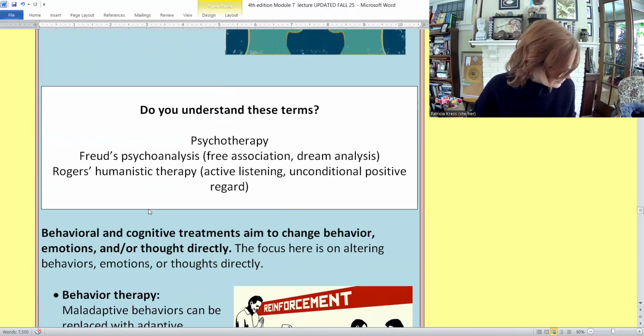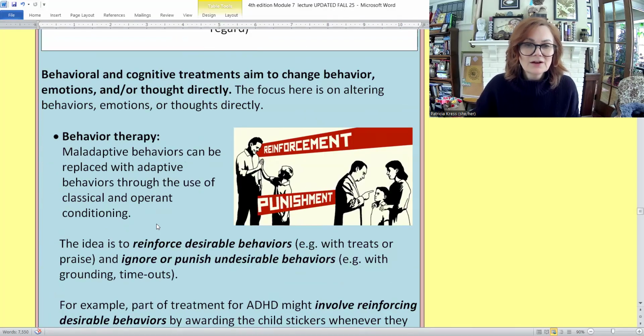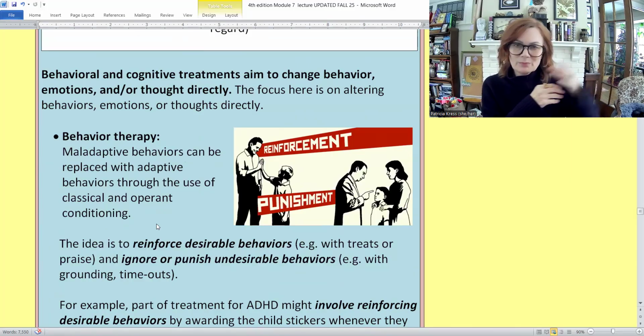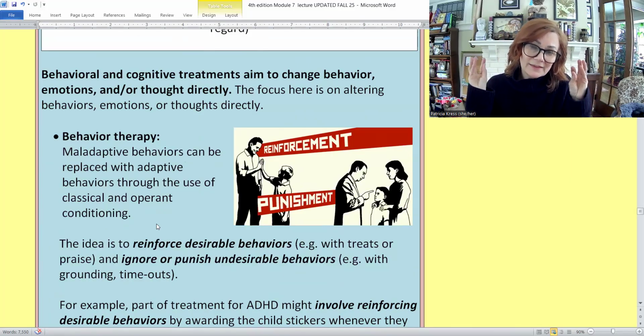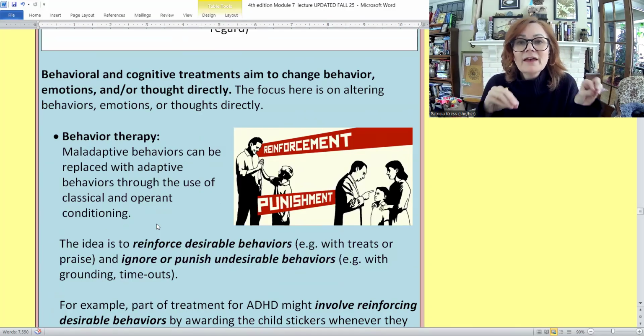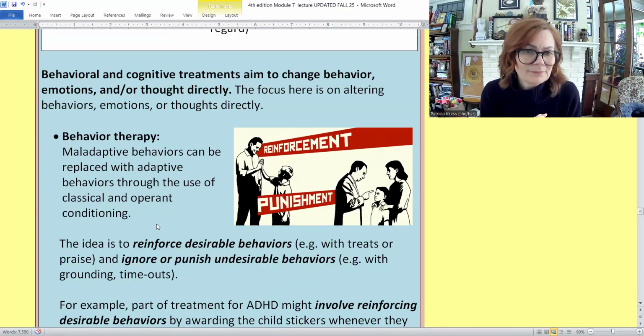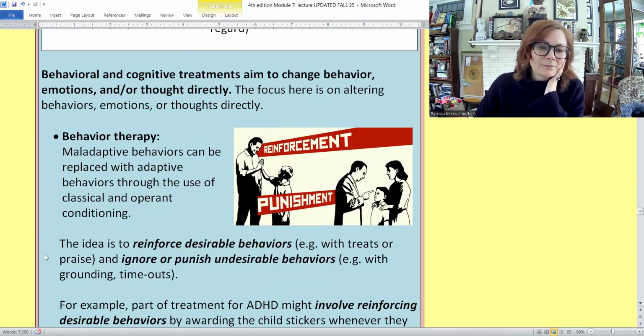Okay, let's turn now to behavioral and cognitive treatments, where the goal here is very pragmatic. The concern isn't so much, how did you get this way, which is what the psychotherapy is all about. The goal here is, let's identify the things that are causing you grief and let's fix them, right? Without having to worry too much about, how come you ended up this way? So with behavior therapy, maladaptive behaviors, that is behaviors that are causing harm in the person's life, can be replaced with adaptive ones through, guess what? Classical and operant conditioning, right?